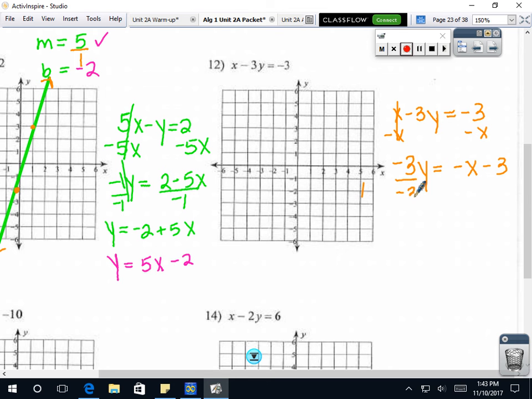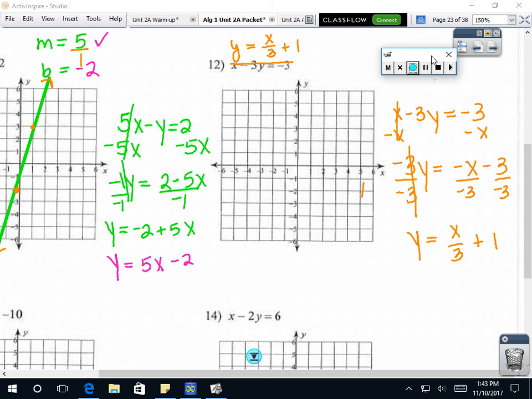When I divide by negative 3, instead of writing the whole thing by negative 3, I'm going to go ahead and put each part over a negative 3. Those cancel because they're 1. A negative over negative becomes positive x over 3, and then a negative over negative becomes positive 1. So now that I've rewritten this in slope-intercept form, hold on, it was a negative 3 divided by a negative 3, so a positive 1.